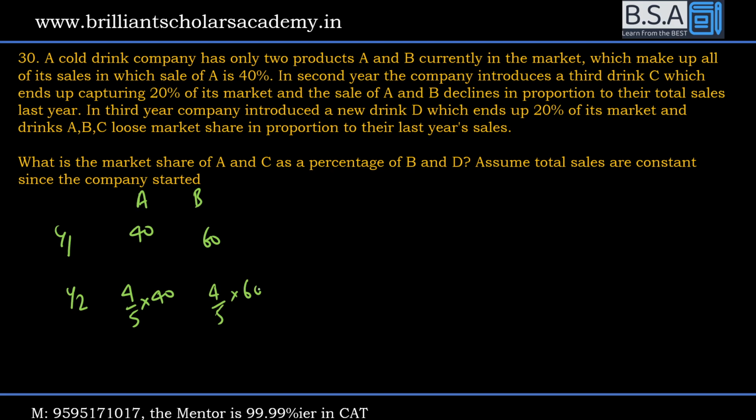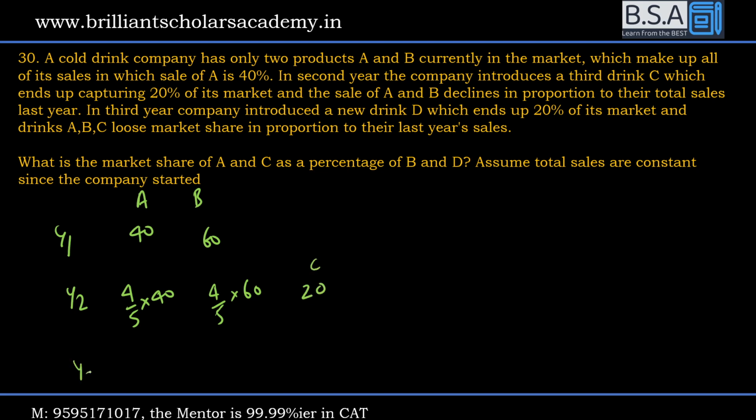Now please look at your notebook. Was this the value of A and B in the next year? 4 into 40 by 5, that is equal to 32. That is the value of A. 4 into 60 by 5, that is equal to how much? 48. That is value of B. What is value of C? C has just entered the market.